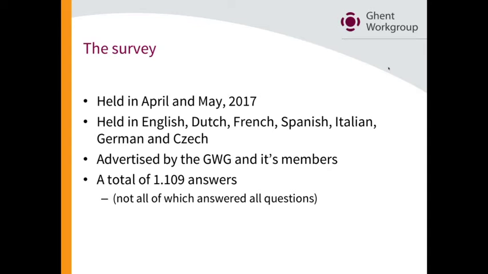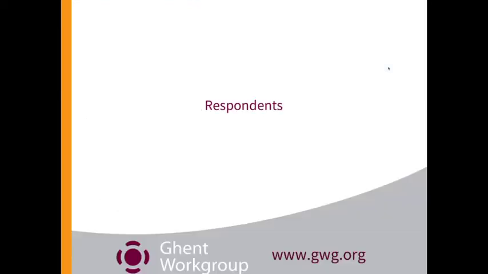Those member organizations also advertised the existence of the survey to their members in order to get more responses. The survey was held in April and May 2017, and as you can see, we had more than 1,000 answers in total, which is actually quite significant. It's a very high number for this type of survey. The survey was pretty long. Some people didn't answer everything, but much more than 1,000 people completely answered all questions in there. That gives us a pretty nice group of respondents to draw conclusions from.